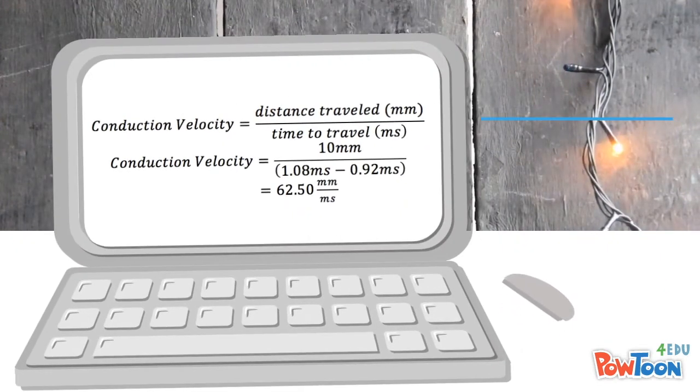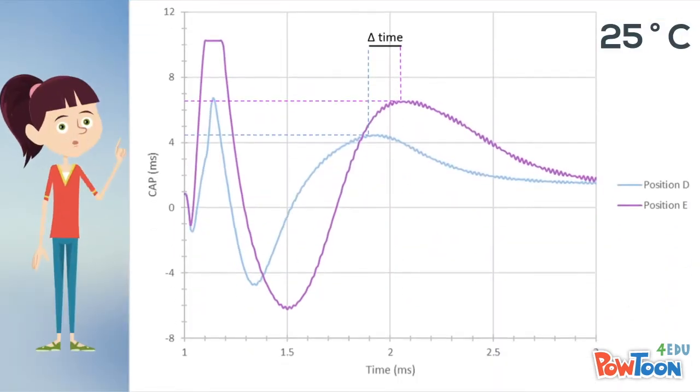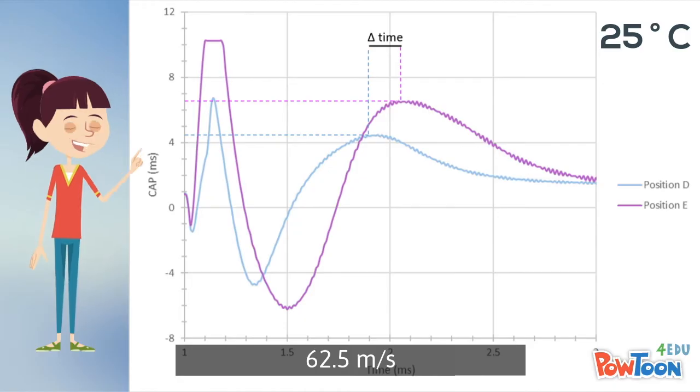Conduction velocity is calculated by taking the distance traveled and dividing it by the amount of time it took to travel that distance. The distance between recording electrodes D and E was 10 millimeters. The example shown here is the conduction velocity of the control, which was the 25 degrees Celsius Ringer's solution. The conduction velocity for room temperature Ringer's was found to be 62.5 meters per second.